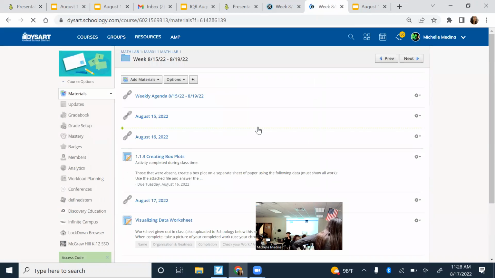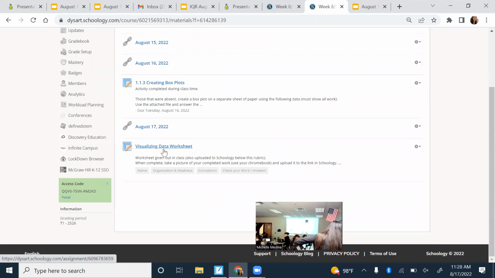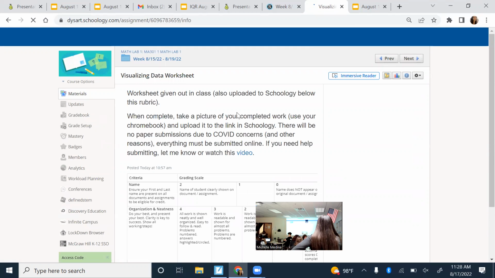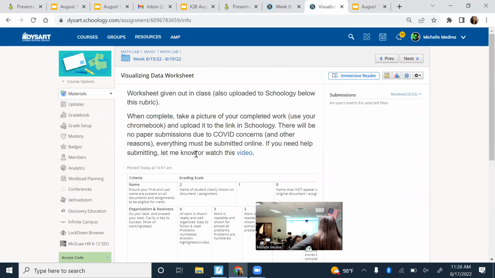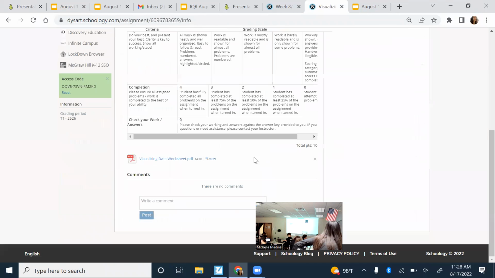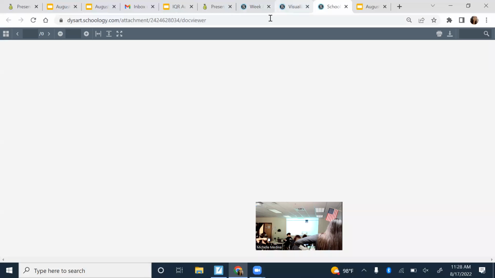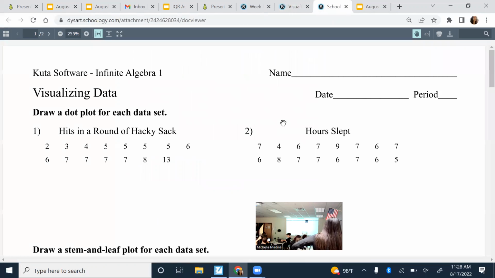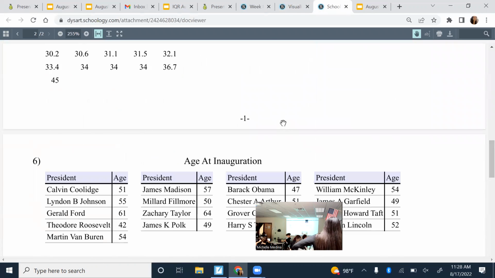All right, so today's date is the 17th. You see this assignment? It has a lot of words in there, but they say the same thing on all my assignments. It says that the worksheet was given out in class. That's a lie for this one. It's not given out in class because I can't print it. And it says to upload in Schoology when you're done, but really that's only if you're absent or you're not finished by the time I check it. All right, and then you're able to view the worksheet down here. Opens up a new window, and here's the worksheet.